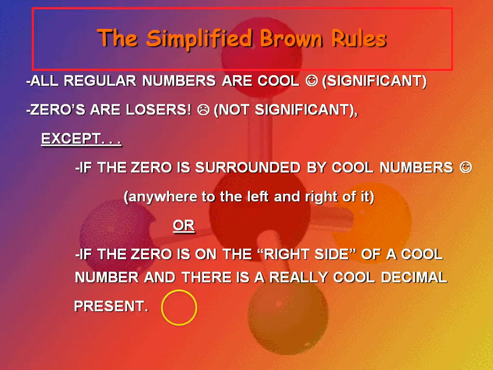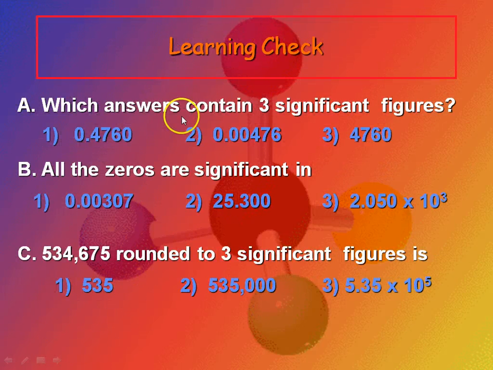So the simplified rules: all regular numbers are cool, zeros are losers, not significant, except if the 0 is surrounded by cool numbers anywhere to the left and right, or if the 0 is on the right side of a cool number and there's a really cool decimal present. So here's our learning check. Which answers contain 3 significant figures?